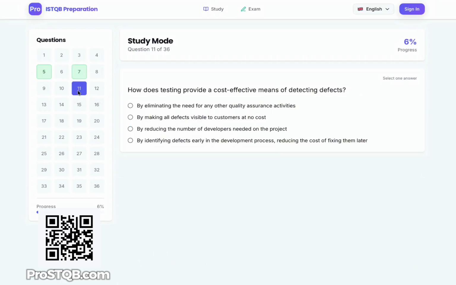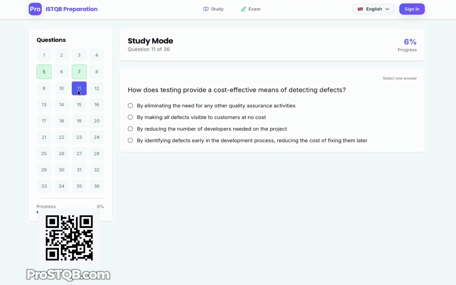How does testing provide a cost-effective means of detecting defects? This question is testing one of the 7 testing principles. The key idea is early testing saves time and money. Let's check the answers. Option A. Eliminating the need of QA activities. No, testing complements quality assurance.